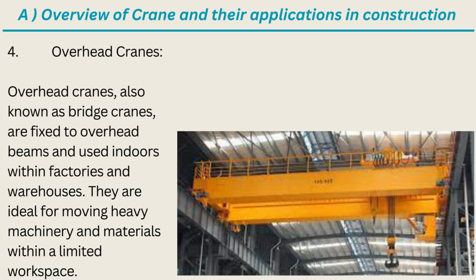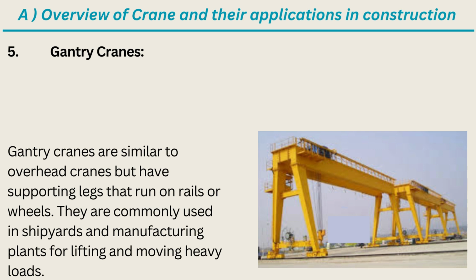4. Overhead cranes. Overhead cranes, also known as bridge cranes, are fixed to overhead beams and used indoors within factories and warehouses. They are ideal for moving heavy machinery and materials within a limited workspace. 5. Gantry cranes. Gantry cranes are similar to overhead cranes but have supporting legs that run on rails or wheels. They are commonly used in shipyards and manufacturing plants for lifting and moving heavy loads.